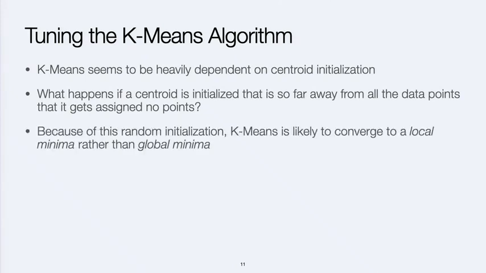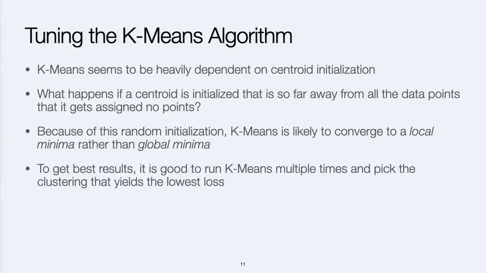So a question is, can we improve our model with better initialization techniques? Because we're using random initialization right now, k-means is likely to converge to a local minimum. We talked about how the k-means algorithm is going to converge. The question is, what is it going to converge to? Most of the time it's going to be a local minimum rather than the global minimum of our loss function. So to get the best results, it is good to run k-means multiple times and then pick the one that yields the best loss. This is a way to tune your parameters.